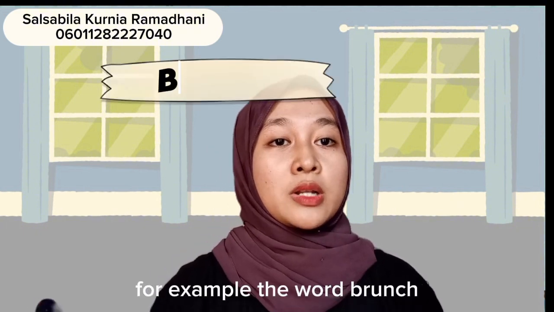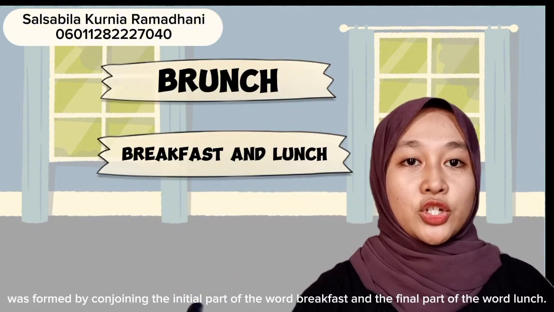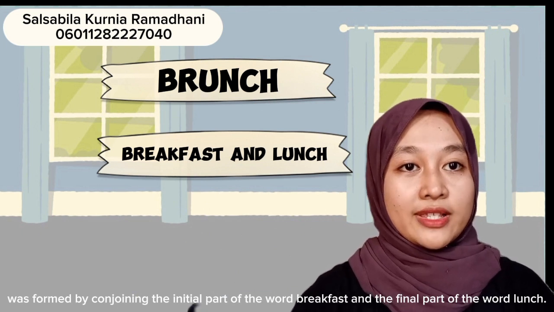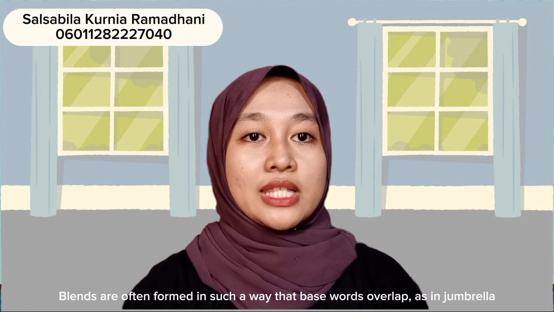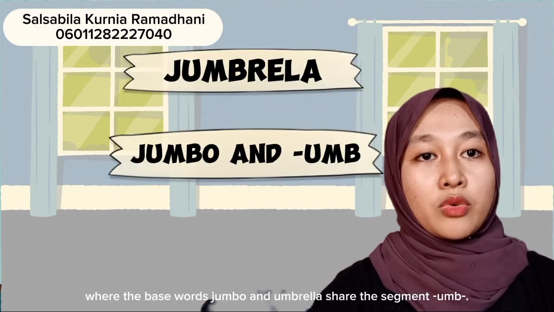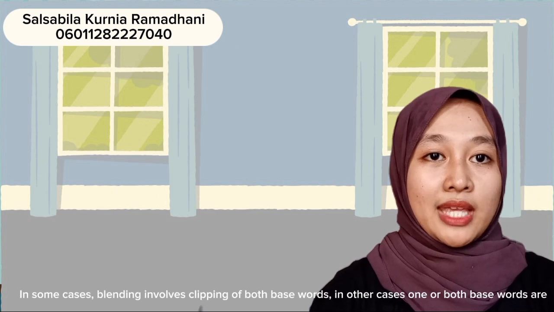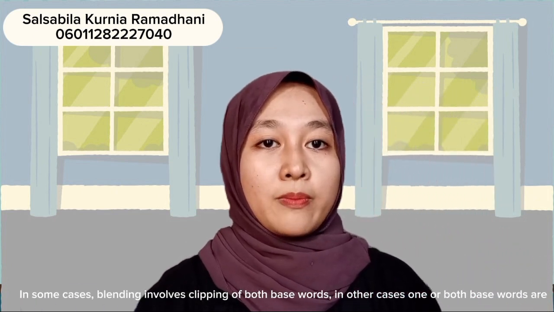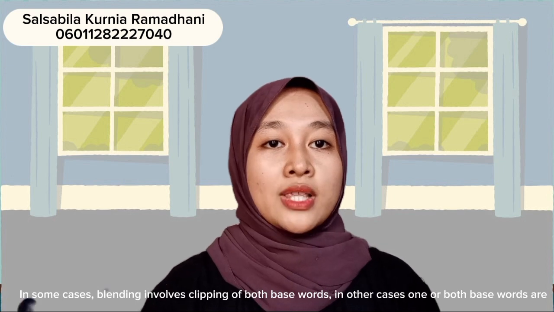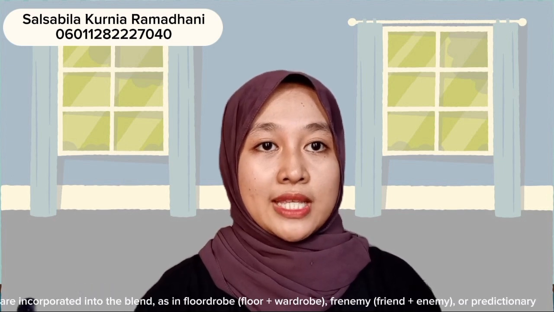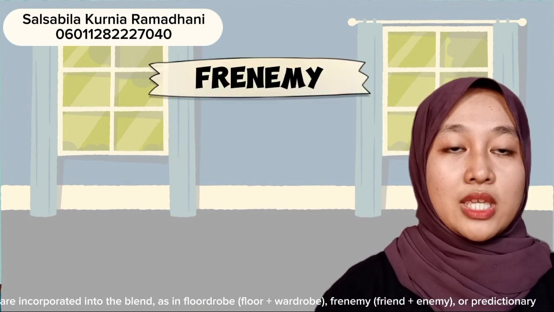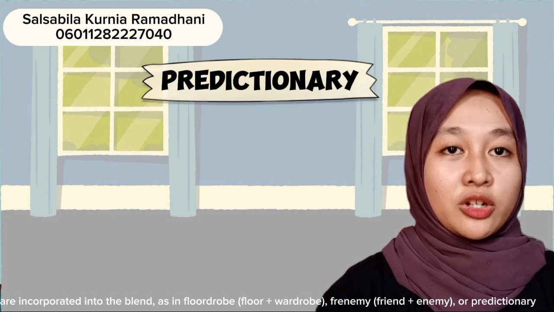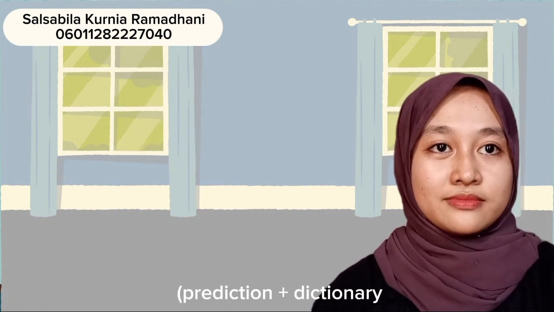For example, the word brunch was formed by conjoining the initial part of the word breakfast and the final part of the word lunch. Blends are often formed in such a way that the base words overlap, as in jumbrella, where the base words jumbo and umbrella share the segment umb. And in some cases, blending involves clipping of both base words. In other cases, one or both base words are incorporated whole into the blend, as in wardrobe, floor plus wardrobe, frenemy, friend plus enemy, or predictionary, prediction plus dictionary.